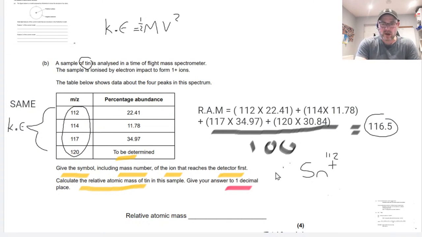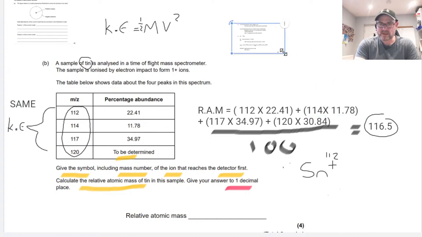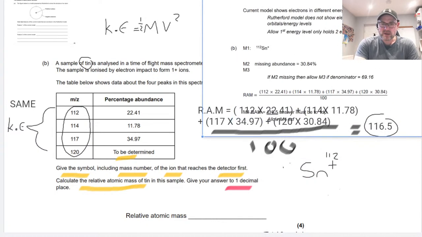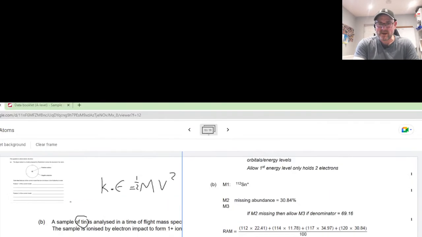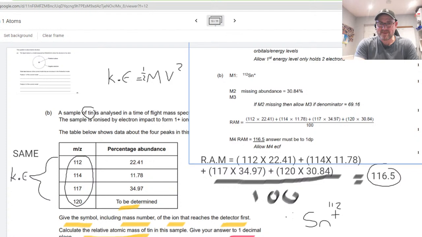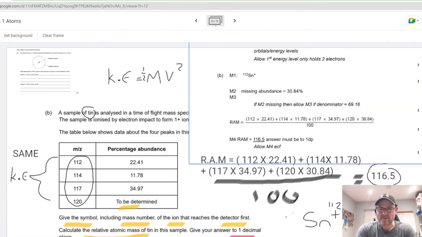So let's have a little look at the answers. The four marks: 112 Sn plus for one mark. The abundance was 30.84%, the missing abundance, so we get a mark for that. RAM 116.5. Well done with the 1 dp. And then, yeah, that was it. And one for the working out. Great.